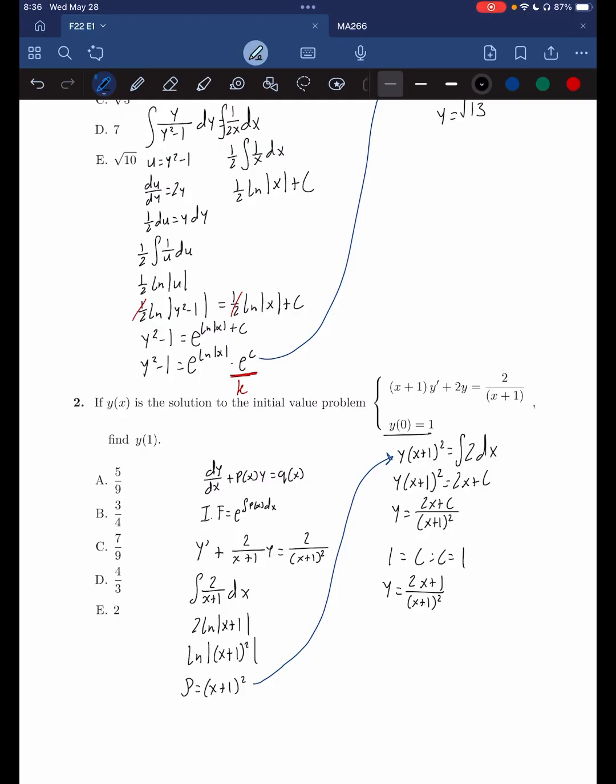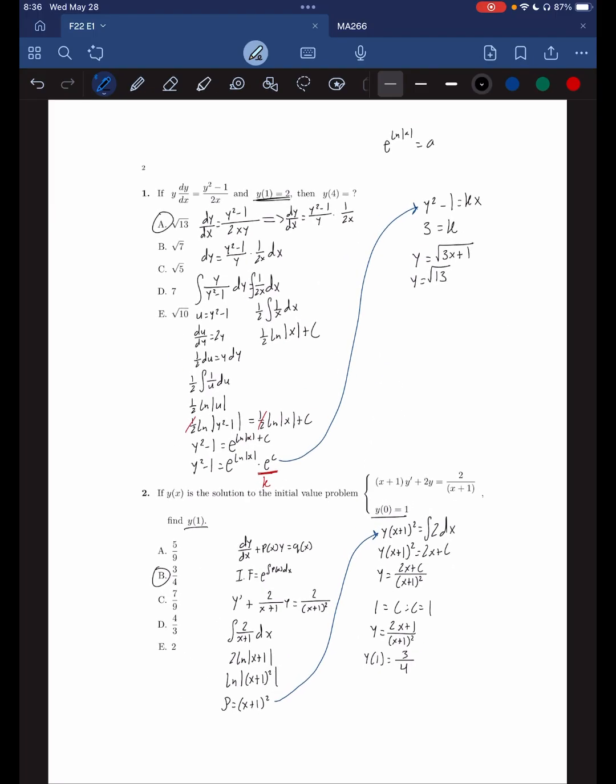And now we want to find y of 1. So just plug in x equals 1. So y of 1 equals 2 times 1 is 2, plus 1 is 3. 1 plus 1 is 2. 2 squared is 4. So the answer you get is 3/4, which is the correct answer, and it matches the key. Okay, so that's 1 and 2.